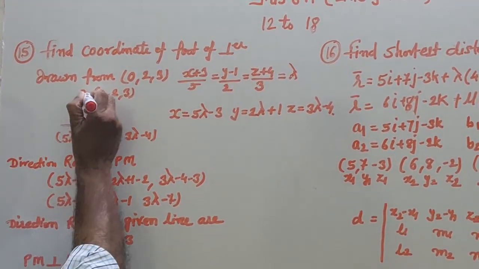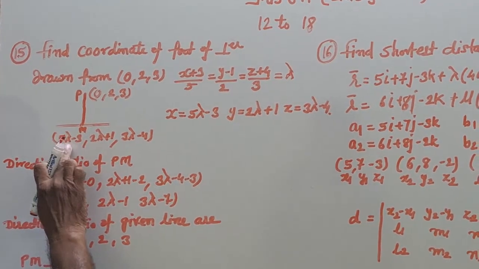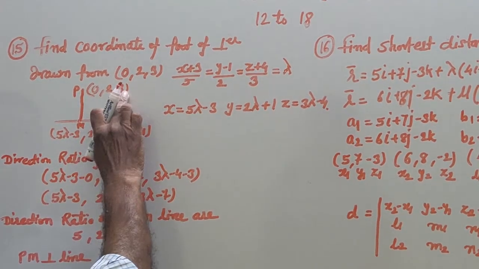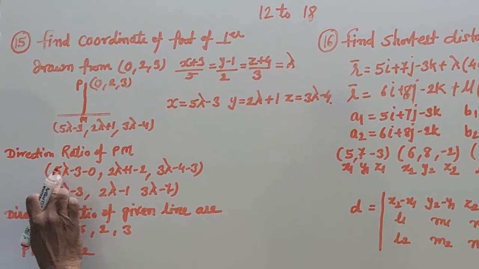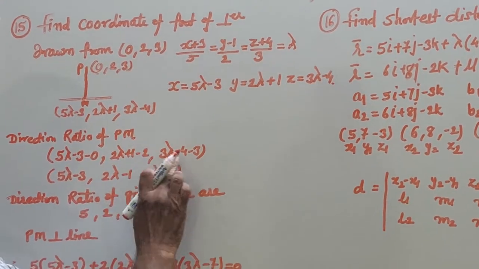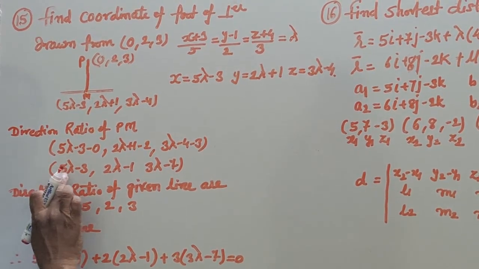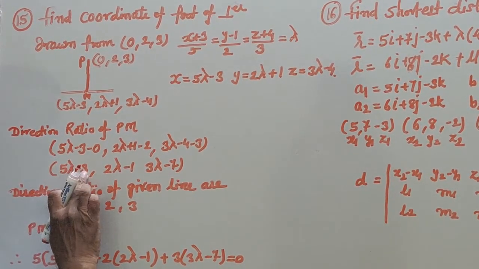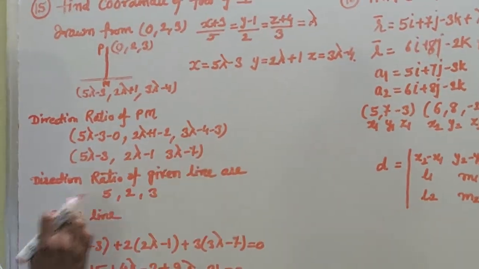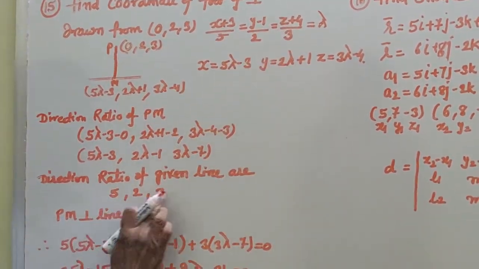Now the direction ratio of PM is found by subtracting x coordinate with x, y coordinate with y and z coordinate with z. So 5 lambda minus 3 minus 0, 2 lambda plus 1 minus 2, 3 lambda minus 4 minus 3. So I am getting the direction ratio of PM is 5 lambda minus 3, 2 lambda minus 1 and 3 lambda minus 7. Okay, now the direction ratios of the given line are 5, 2 and 3.